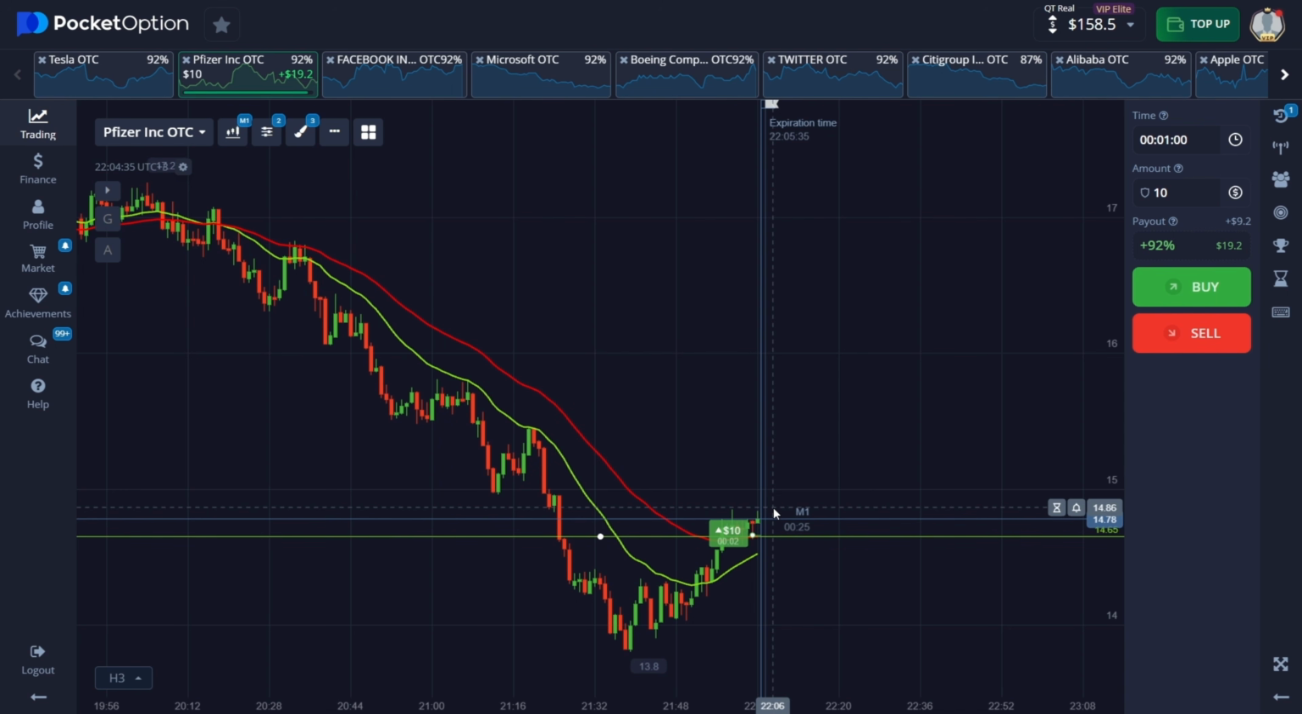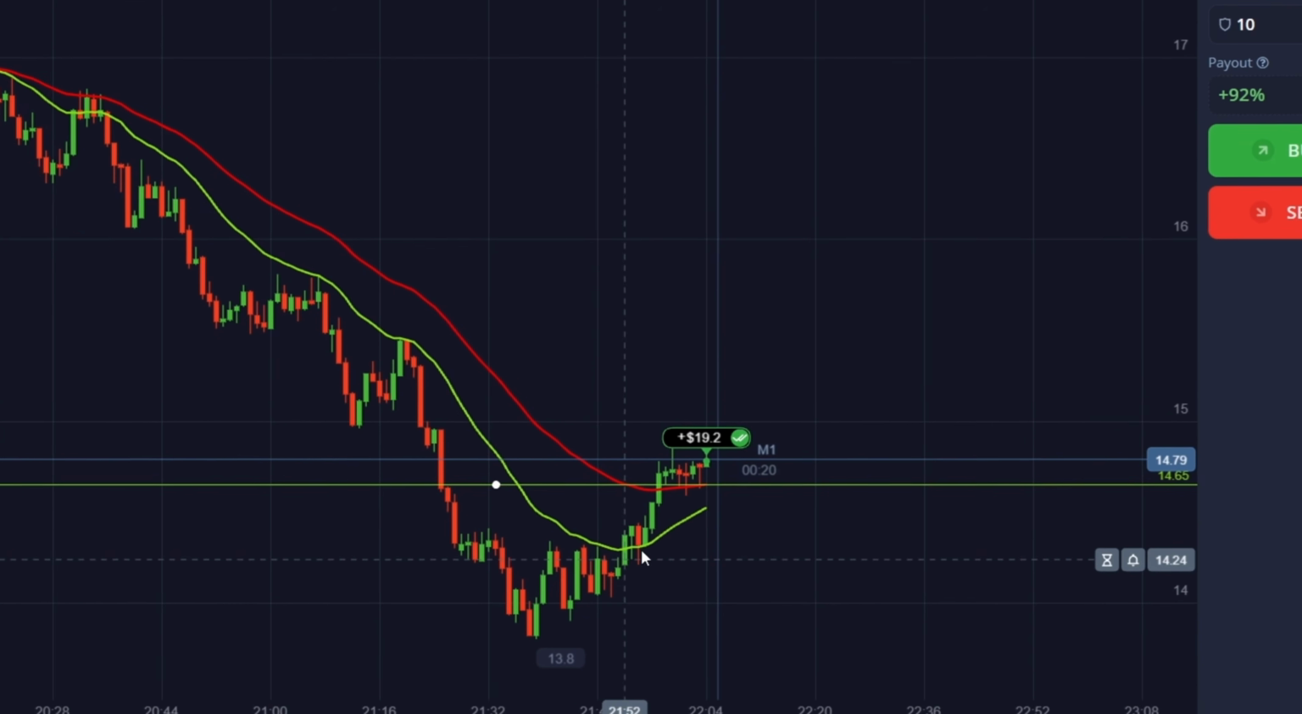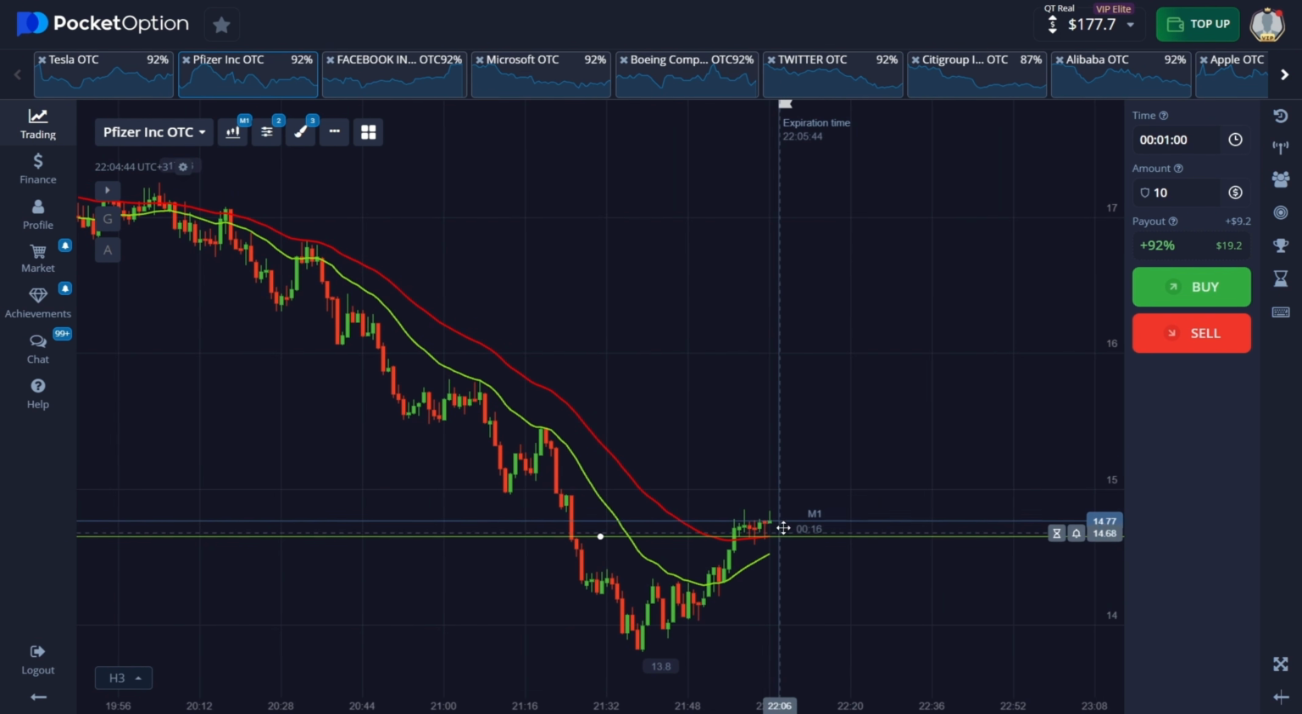The trade is currently in our favor with only a few seconds left, and it's a win. So we won another trade in this session. Okay, let's look for another trade.